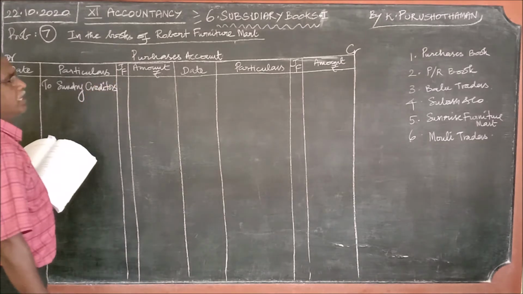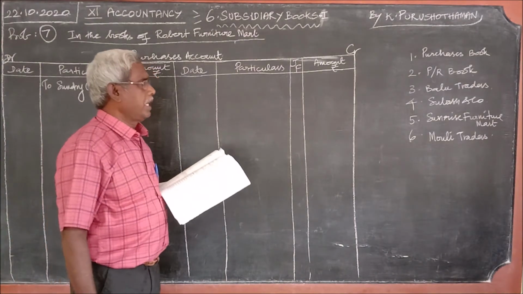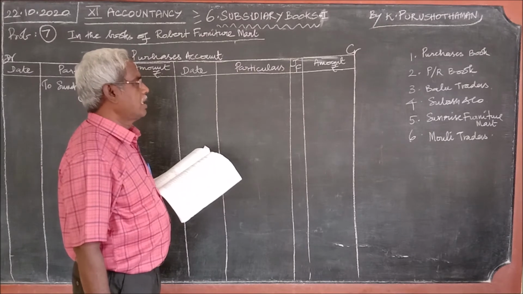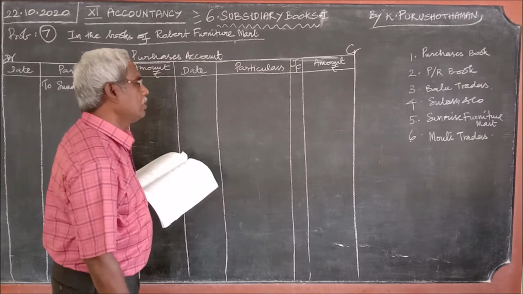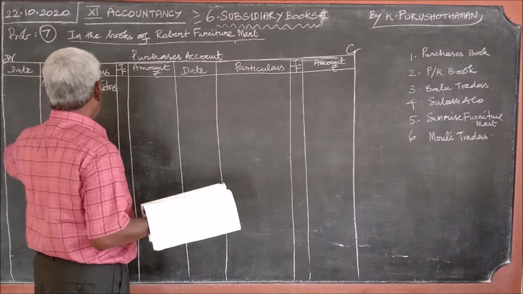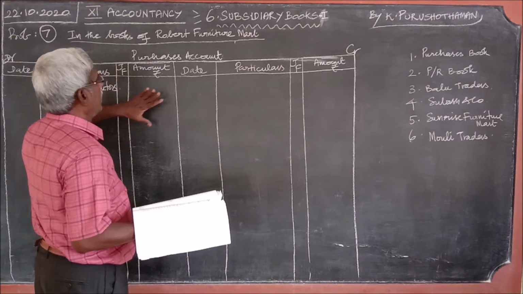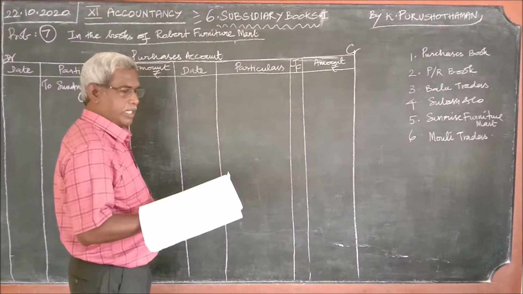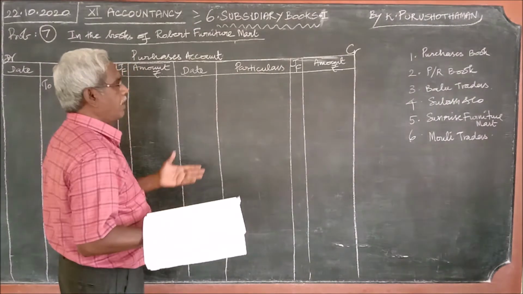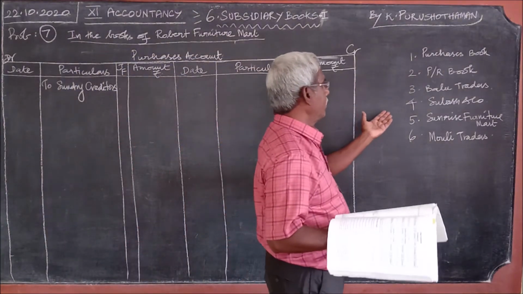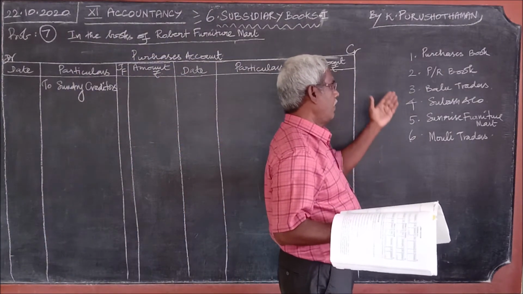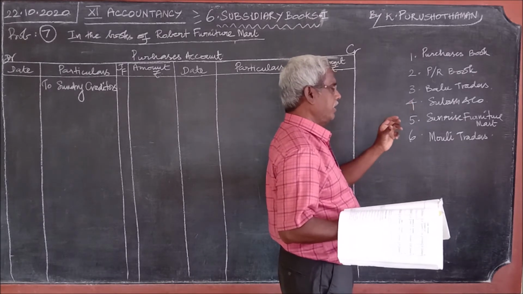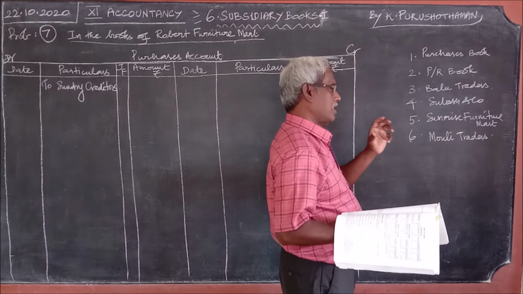Who are the creditors? Balu Traders, Subhash and Co, Sunrise Furniture Mart, and Mauli Traders. Of course, you can write all the 4 names here and find the total of this. But what they have done in the examples, for all these 4 sellers from whom we have purchased, they have given the common name sundry creditors.